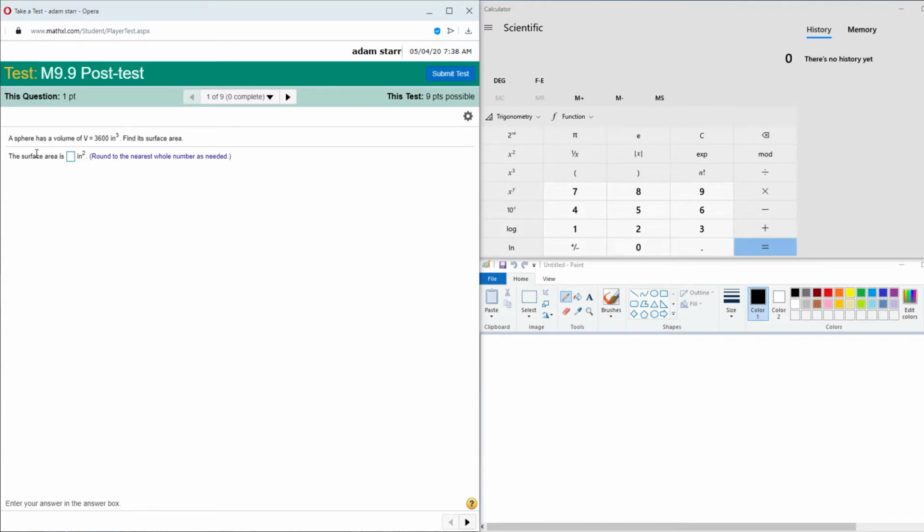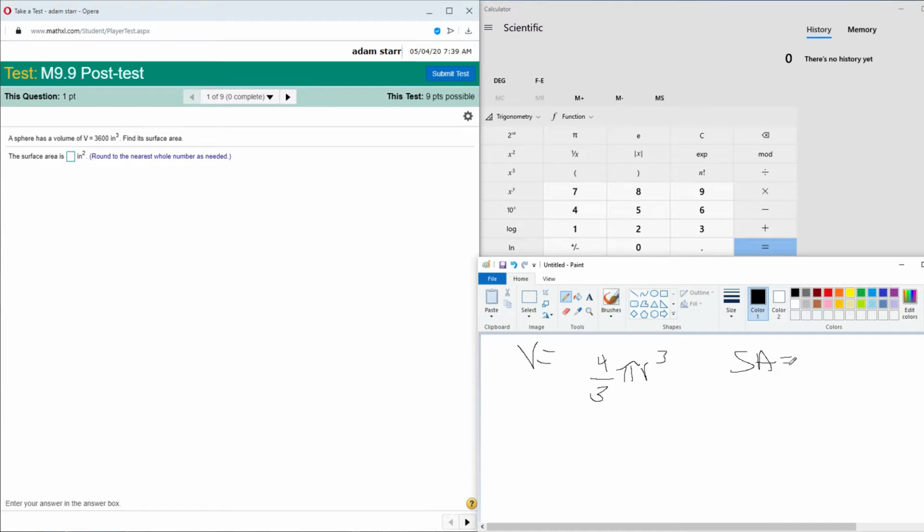We have a sphere with a volume of 3,600 cubic inches, and we want to find the surface area. So again, this just comes from a formula of a volume of a sphere. The volume of a sphere is 4/3 pi r cubed. And eventually, we want to find the surface area. And the surface area of a sphere is 4 pi r squared.